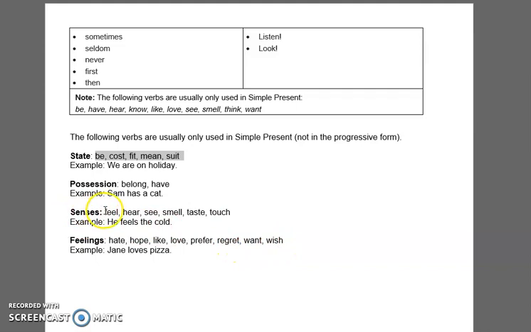Ok, si les estoy diciendo que estos verbos no deben de ser usados con la terminación ing, ¿por qué aquí inmediatamente escribimos feeling? Feelings en plural. Lo que tienen que saber identificar es feel, aquí es un verbo que significa sentir. Feeling o feelings, aquí es un sustantivo que está pluralizado y significa sentimientos.